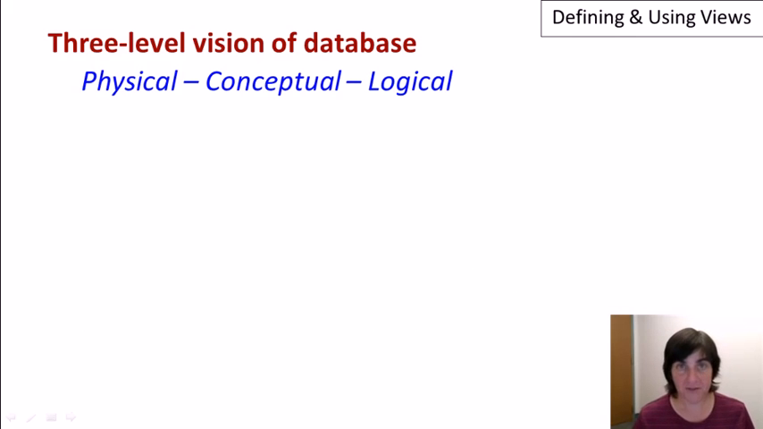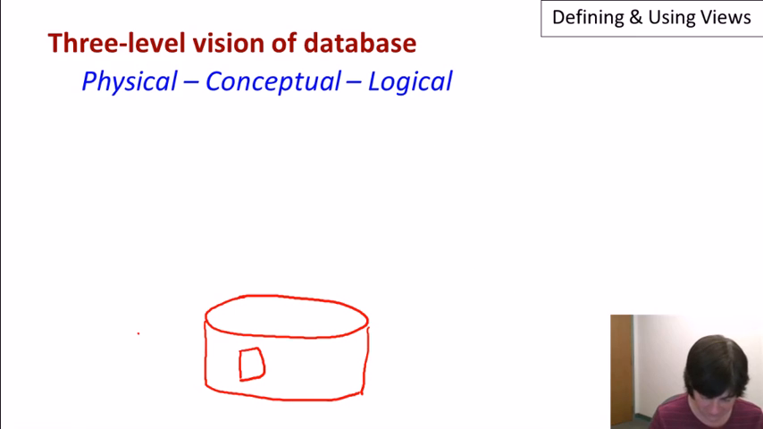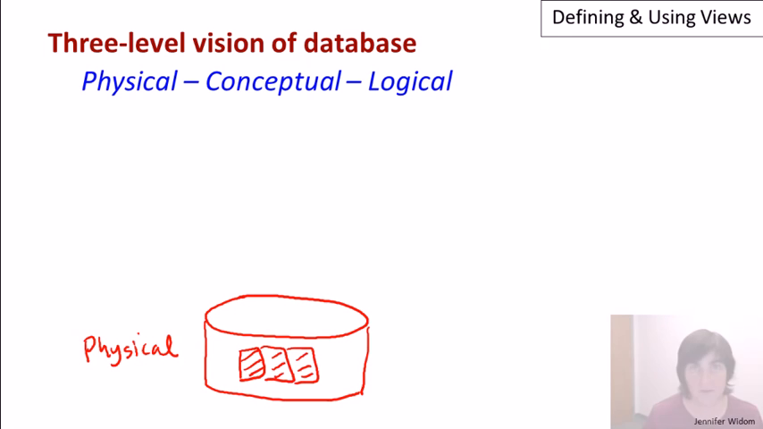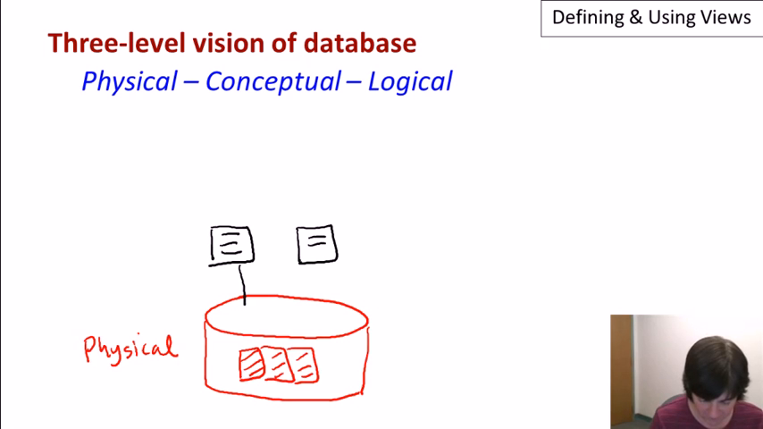Views are based on a three-level vision of databases that are known as the physical layer, the conceptual layer, and the logical layer. At the bottom level, we have the actual data stored on a disk. So here's my picture of a disk, and then we have disk pages, and on those pages is stored the actual data. So that's the physical layer. The next layer up, known as the conceptual layer, is the abstraction of the data on these disks into relations. And that's what we've been talking about for a lot of our videos.